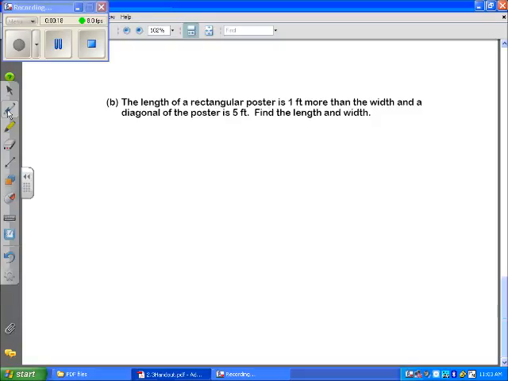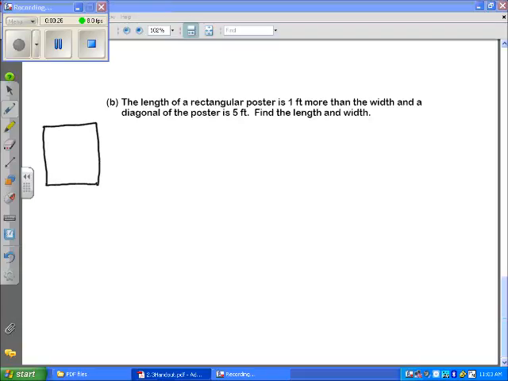Okay, let's start by drawing a picture of this object here. So I'm going to just draw a rectangle. And since they mentioned the diagonal, I'm going to go ahead and include that as well. It says the length is 1 feet more than the width, so I'm going to start by making W the width, and that is in feet. And then the length in feet is 1 feet more than the width, so it'd be 1 plus W, or W plus 1.